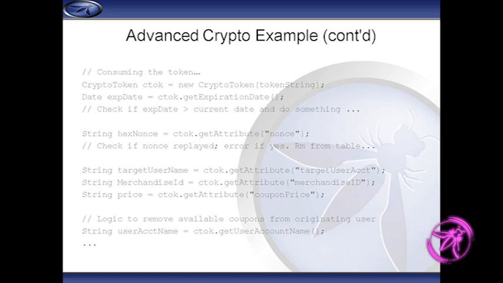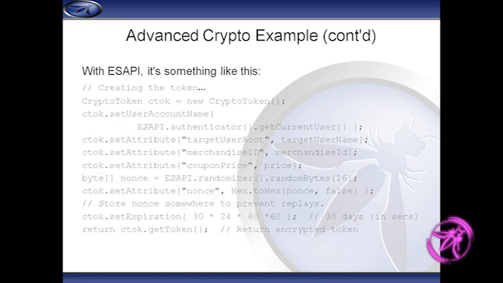But basically, if you're going to do this, you'd have to store a nonce somewhere to prevent replays, if you wanted to do that. And then consuming the token, those are basically your steps, and you have some business logic steps in there that I left out. But basically, that's all there is to it.